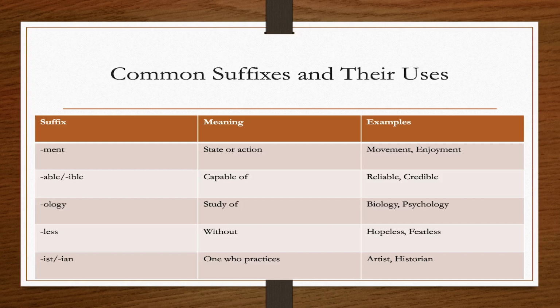Ist, I-S-T or ian. Okay, now this is for someone who practices something. The one who practices art is known as an artist. One who is an expert in the study of history is known as a historian. Now you must know where to keep ist and where to keep ian. So that's how the words artist and historian are derived.